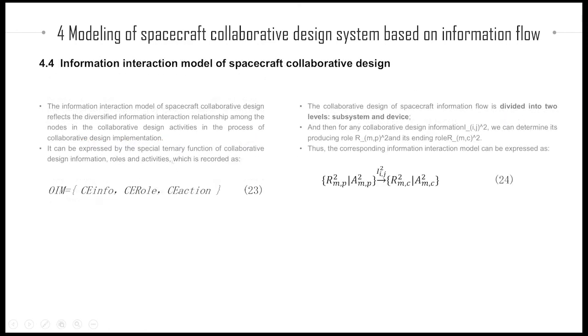The fourth is the information interaction model of spacecraft collaborative design. The information interaction model of spacecraft collaborative design reflects the diverse information interaction relationship among the nodes. It can be expressed by Formula 23. So, the collaborative design of spacecraft information flow is divided into 2 levels, subsystem and device. And also, Formula 24 shows this.